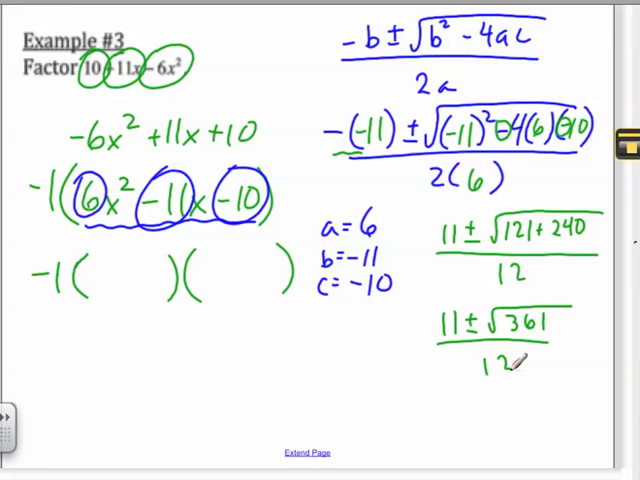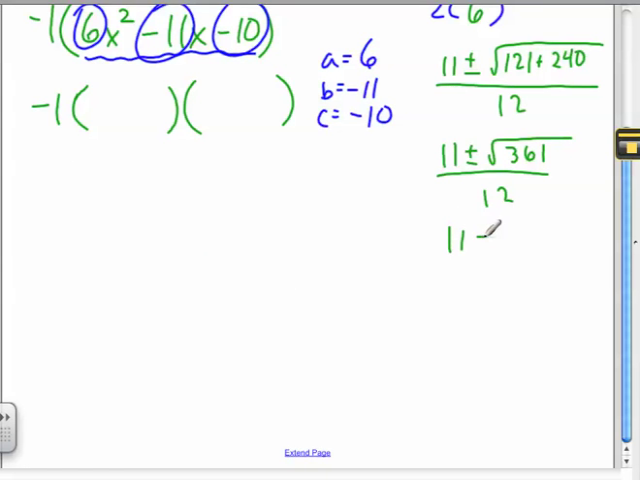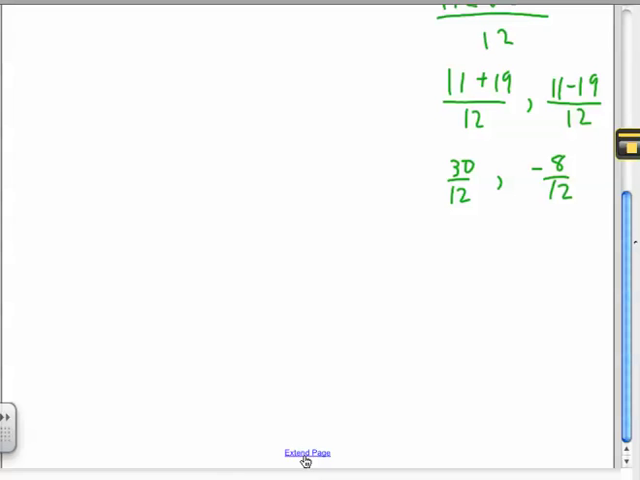Any ideas? 19. Good. 11 plus 19 over 12, comma, 11 minus 19 over 12. Square root of 361 is 19. That's going to give me 30 over 12, and this is going to give me negative 8 over 12. Now remember, I've got to reduce. So let's see, what is this reduced? If I divide by 2, that's 15 over 6. So 6 goes into both of them. 5 over 2. And then this one's going to be negative, 4 goes into both, 2 over 3.